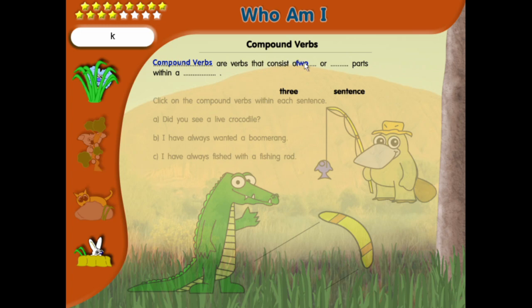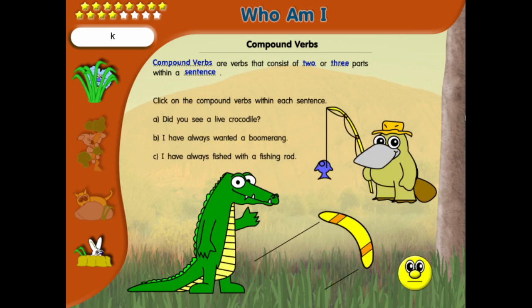Who am I? Complete the definition. Compound. Two. Compound verbs are verbs that consist of two or three parts within a sentence. Click on the compound verbs within each sentence. When you are done, just click on the smiley face to check your answers. Try again. Did you see a live crocodile? I have always wanted a boomerang. I have always fished with a fishing rod. Yay!